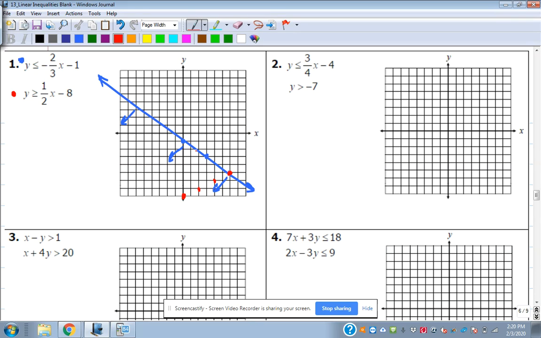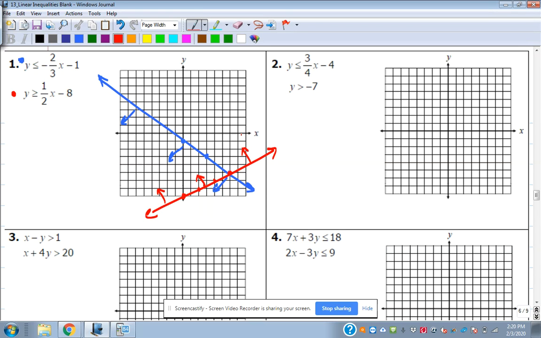They happen to cross at that point there, but it really doesn't matter. It's going to be a solid or dotted line. Solid because it has the equal to mark. Can I test 0, 0 with this one? Yeah. Is 0 greater than -8? Yes. So that means I'm going to shade above this line.